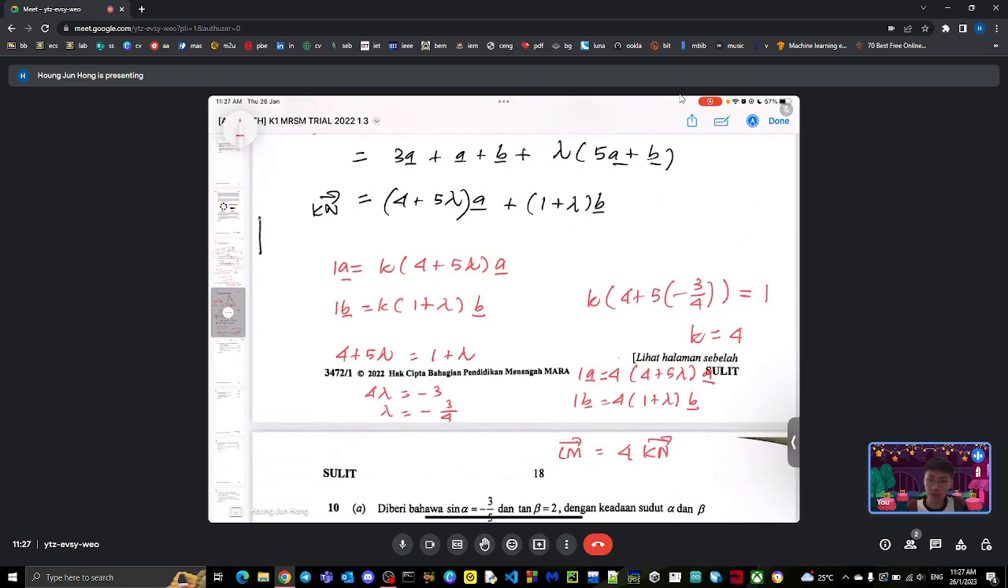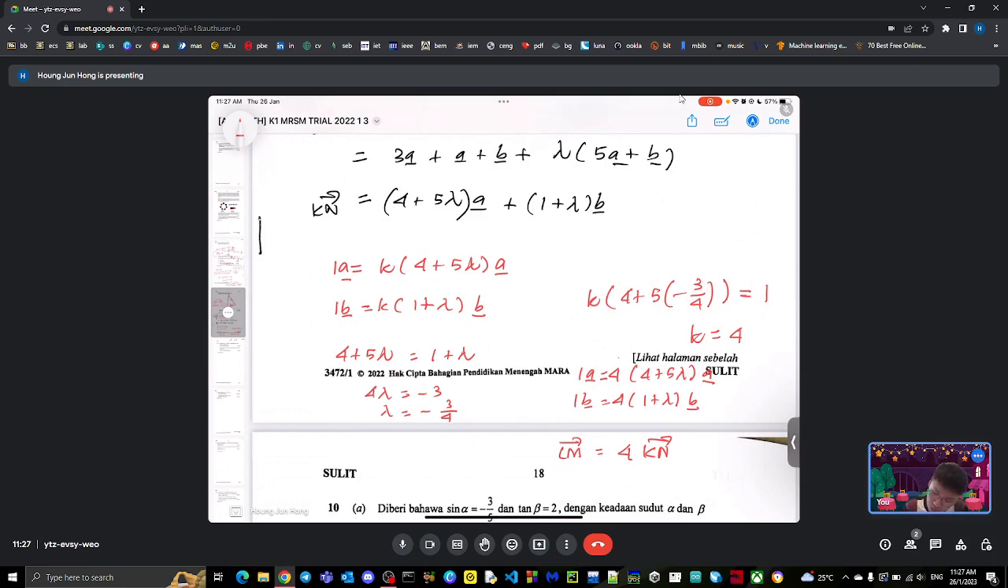As long as you can prove that these two vectors, whatever vectors they want you to prove, have a constant that relates them together, then you are done. That's how simple we can prove something is parallel. Okay, that's it for question 9.